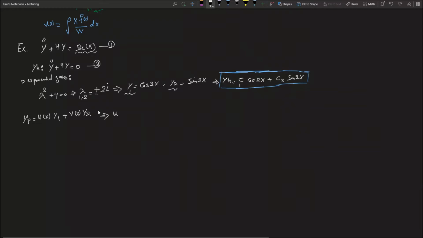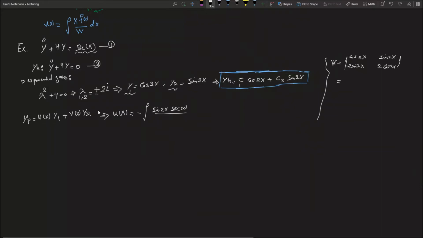So moving forward, as we mentioned earlier, u of x is the minus of the integration of y2 f of x. y2 in this case is sine 2 of x. f of x is secant of x over the Wronskian. Let's try to find the Wronskian on the side. So the Wronskian equals the determinant of y1, which is cosine 2 of x, and y2, sine 2 of x, and y1 prime, which happens to be minus 2 sine 2 of x, and y2 prime, which is 2 cosine 2 of x.